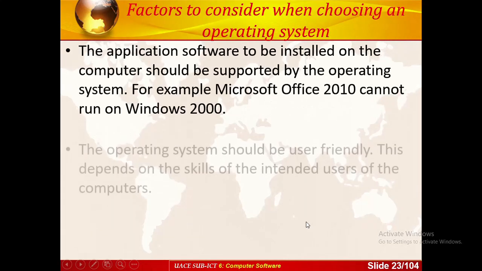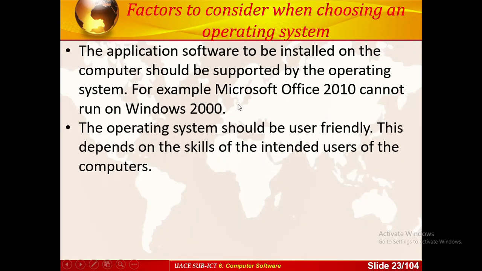Then you can also talk of the application software to be installed on the computer should be supported by the operating system. For example, MS Office 2010 cannot be installed on Windows 2000 because that is impossible. At least Office 2010 can be installed on Windows 7 or even Windows 10. That's where it can be applied.